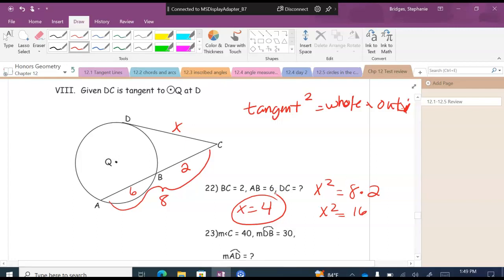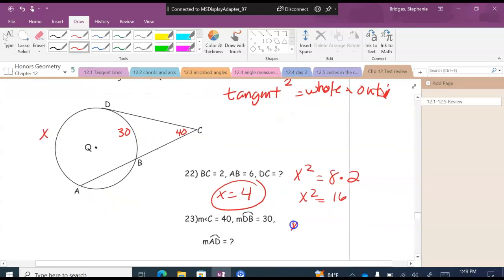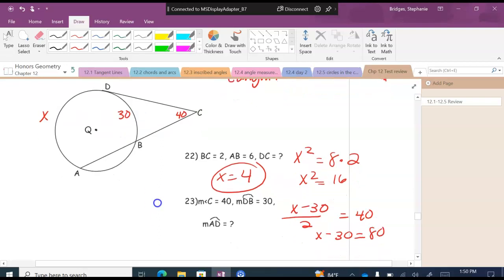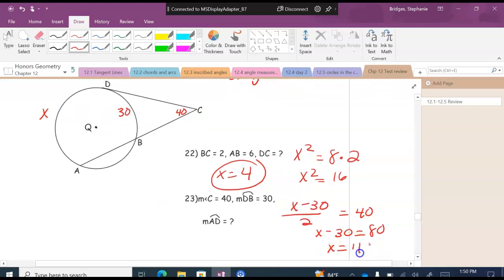One other, last one. Let me erase real quick. It says angle C is 40. It says DB is 30, and we want to know AD. So we would have to set this one up like this. X minus 30 divided by 2 equals 40. That would be X minus 30 equals 80. And so therefore X is 110.